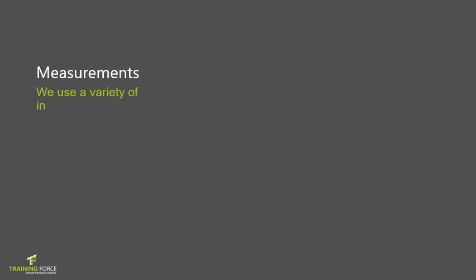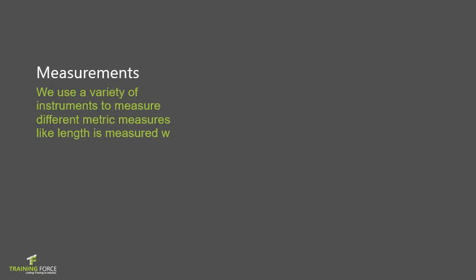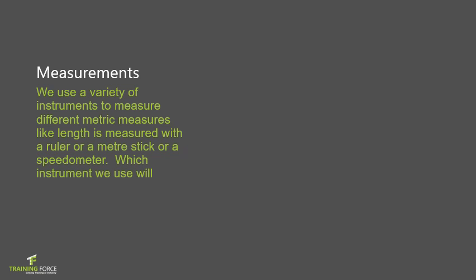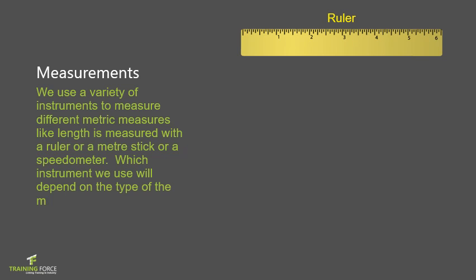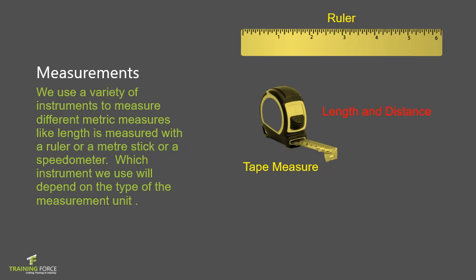We use a variety of instruments to measure different metric measures. Length is measured with a ruler, a meter stick, or a speedometer. Which instrument we use will depend on the type of measurement unit. A ruler is usually used to measure shorter lengths and straight sections. A tape measure could measure longer lengths, in centimeters and millimeters.